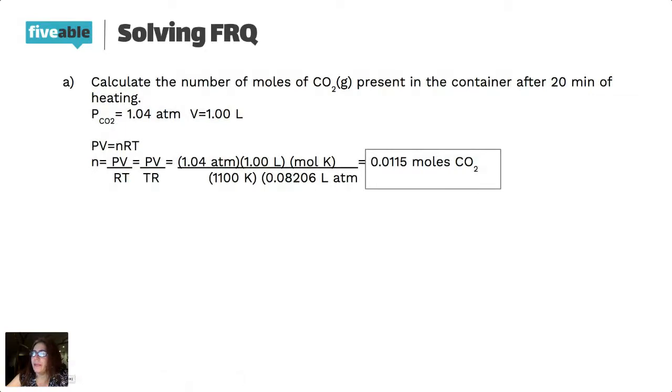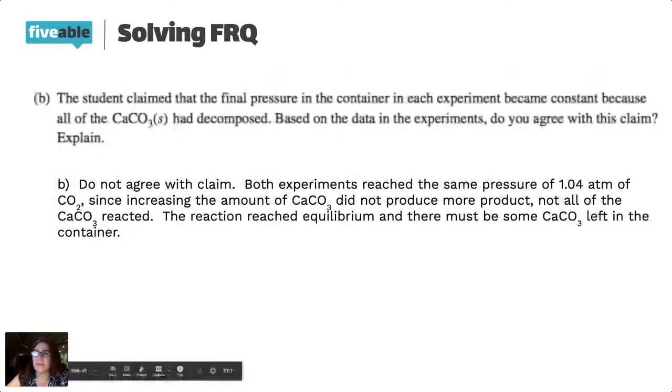Okay, letter B on this problem. It says the student claimed that the final pressure in the container in each experiment became constant because all of the calcium carbonate had decomposed. Based on the data of the experiments, do you agree with this claim? Explain. I'm giving you the answer here. Sorry, I forgot to place a blank slide without the answer. But read the answer, Mireya, and let me know if it makes sense.